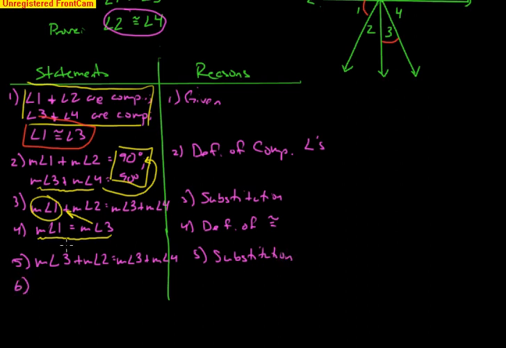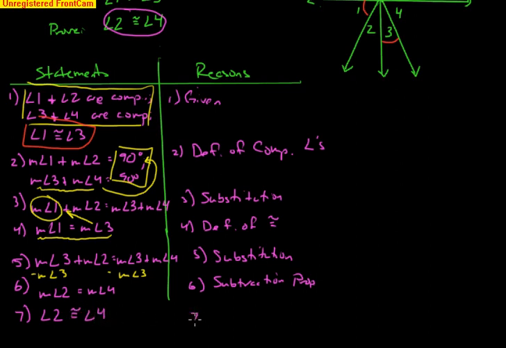And now look what we can do. On both sides there's a measure of angle 3. Subtract it away. So we subtract that away to get that the measure of angle 2 equals the measure of angle 4. That was the subtraction property. We subtracted on both sides. So finally, if the two angles' measurements are the same, then they are congruent. Angle 2 is congruent to angle 4, and that is by the definition of congruence.